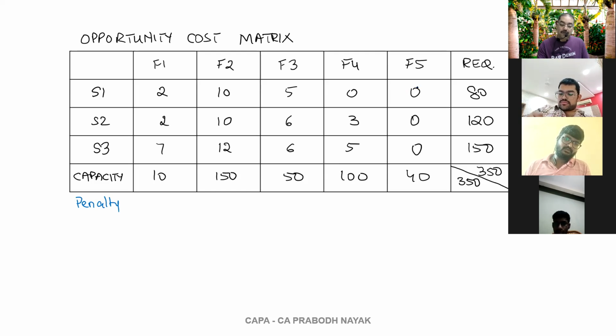Okay. Minimum figure is 0. Next minimum figure is also 0. So penalty will be 0. 0 and 2, so it will be 2. Then 0 and 5, so it will be 5. So 2 and 2 will be 0. 10 and 10 will be 0. 5 and 6 will be 1.